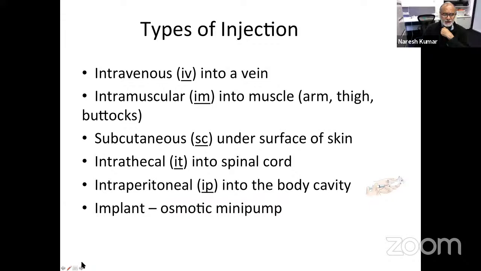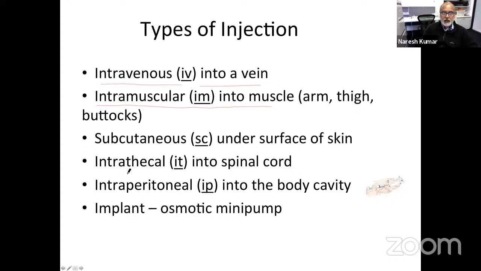This is just a slide to give you a little bit of information about the different types of injections. At the moment, most of you would have had some sort of intramuscular injection, where the injection is given into the muscle, like in the arm or the buttocks or the thigh. Intravenous injection is where the injection is given directly into the vein. It's a bit like when they're collecting blood from a person, they look for the vein and then put the needle in there. Similarly, you're putting the injection directly into the vein. Subcutaneous is under the surface of the skin. If you lift the skin and then put the injection in, it's subcutaneous.